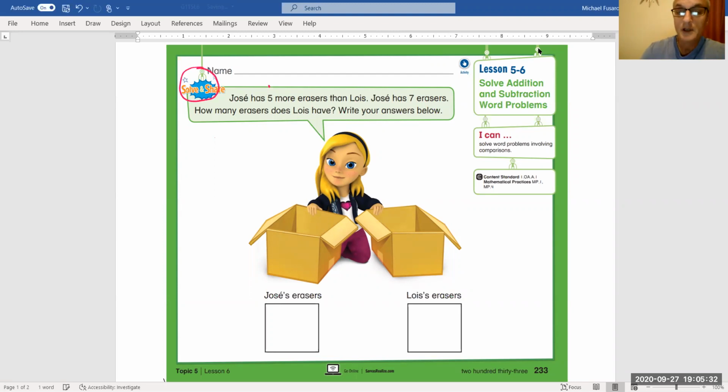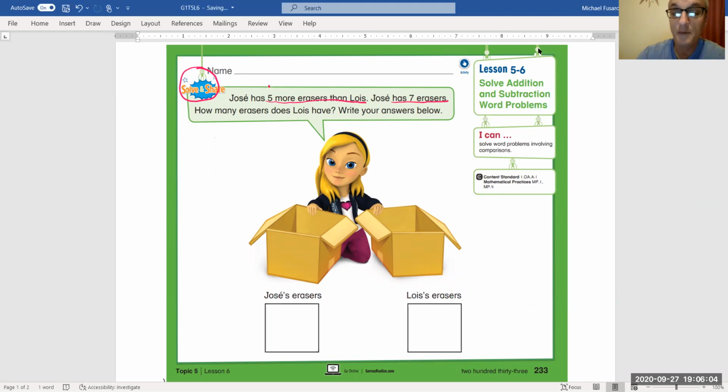Here we go. So I'm going to read this. Jose has 5 more erasers than Lois. Jose has 7 erasers. How many erasers does Lois have? Write your answer below. Well, boys and girls, if I know that Jose has 7 erasers, I'm going to show you a new model that you can use to do your work, okay?